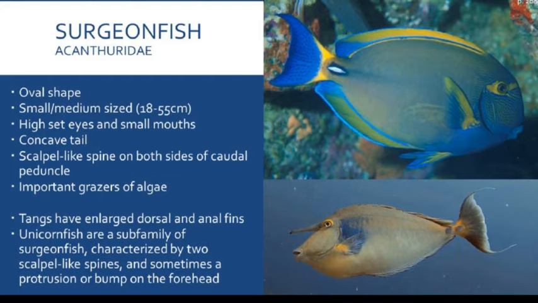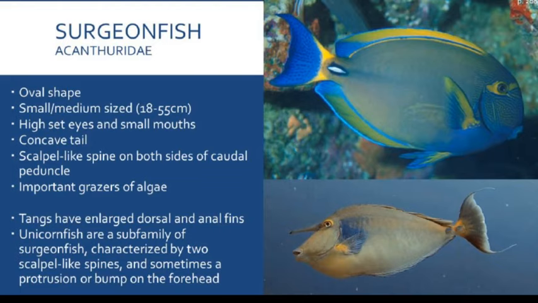Now, part of the surgeonfish family are our tangs and our unicorn fish. So tangs have enlarged dorsal and anal fins, and I'll show you an example of that on the next slide. And then, like our example over here, this is our unicorn fish. We can see quite easily why it is called a unicorn fish. It's got that protrusion or bump on the forehead that sometimes looks like a unicorn horn.